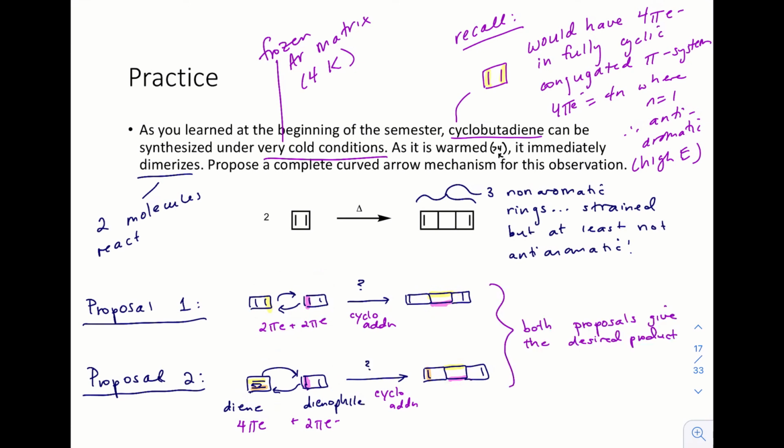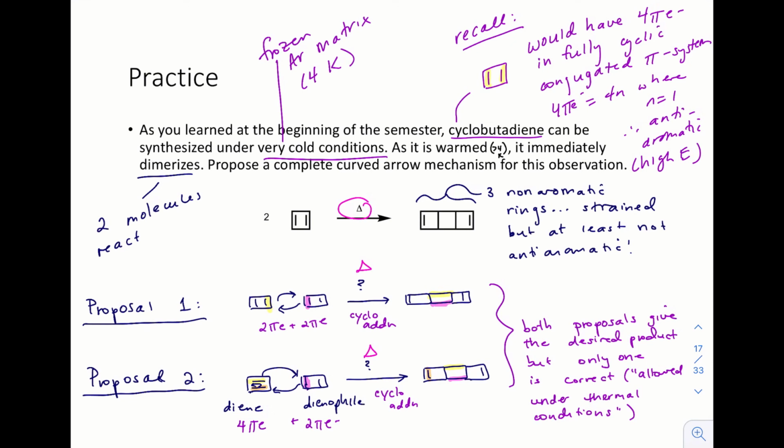If both proposals give the desired product, which one is it? Are they both correct? No, only one is allowed. Do not forget that these reactions are occurring under thermal conditions. Now, I know it's not hot, right? It's just above 4 Kelvin, but the energy is coming from thermal energy, even if it's not a lot. So it's thermal energy, it's not light. It's not a photochemical reaction. So in that case, the selection rules apply.